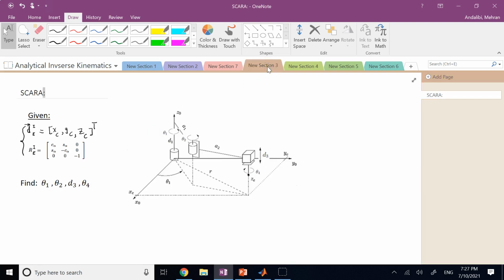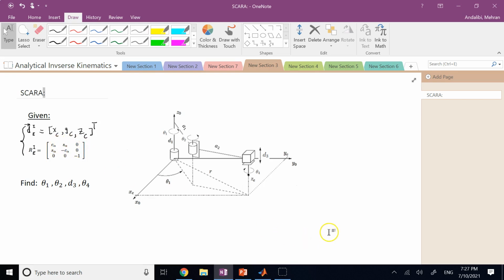So let's get started. Here, let's say I have given you the end effector position given by xc, yc, and zc, and I also give you the rotation of the end effector with respect to the inertial frame, which is very similar to a rotation z matrix, but not perfectly.